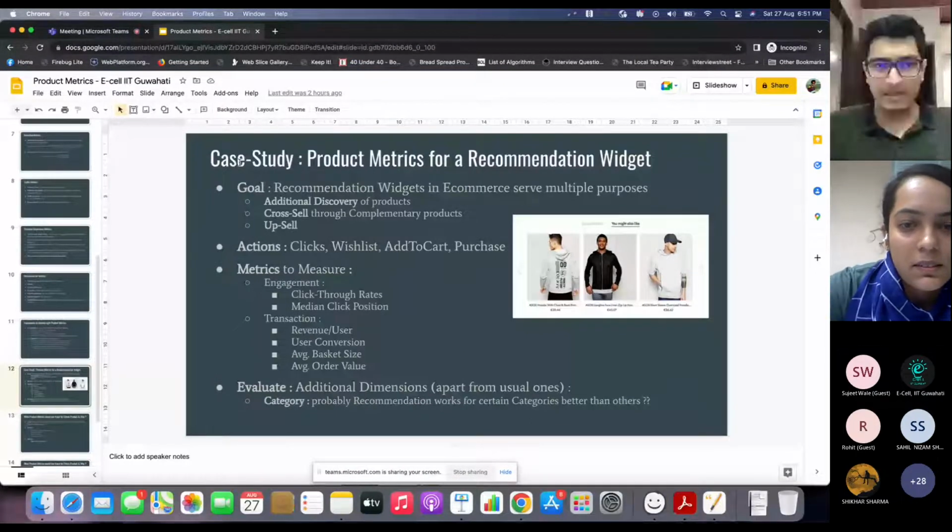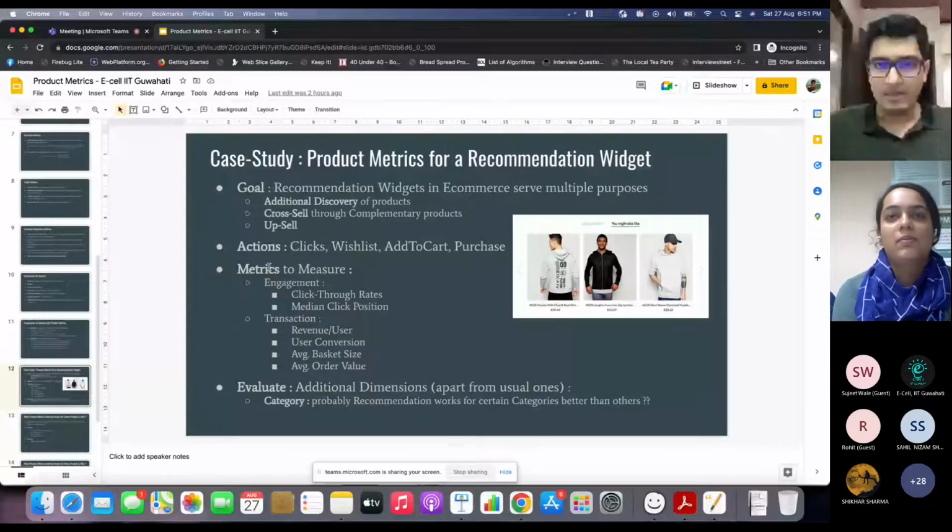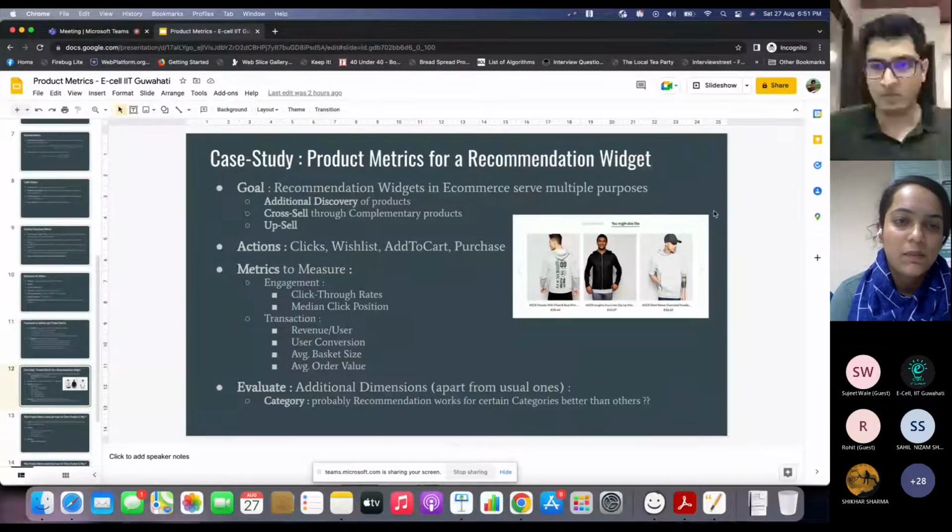So this is one case study that I will be going through, and then the next one we as a group will have to do completely together. This is basically for a recommendations product. Let's say on an e-commerce website, you might see on a lot of product pages, "You might also like," or products that are similar to this.